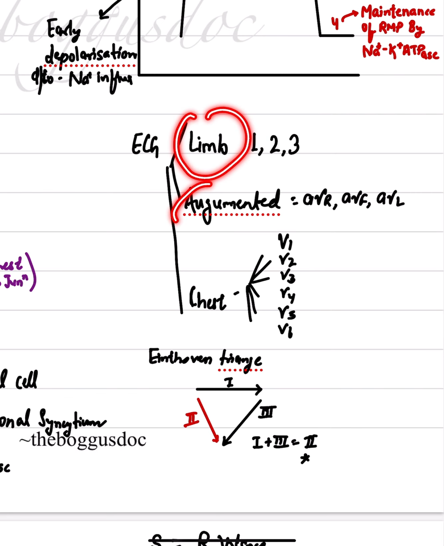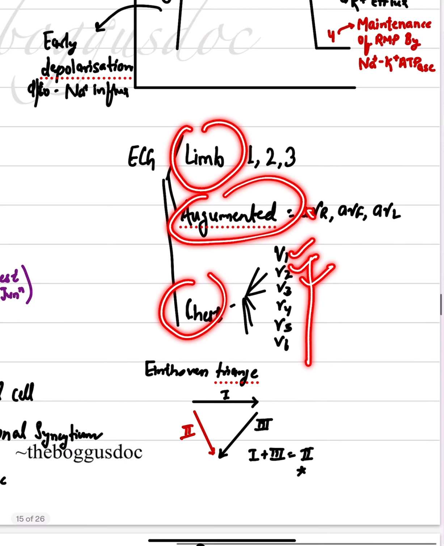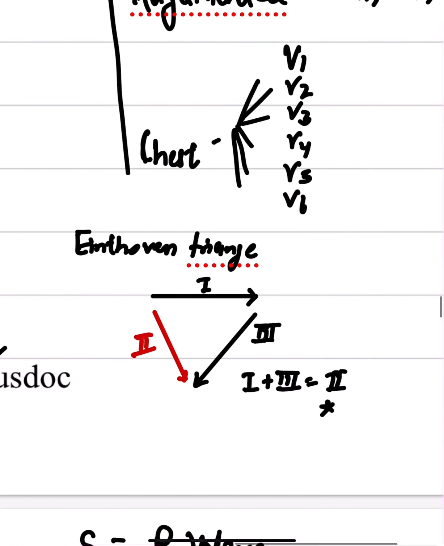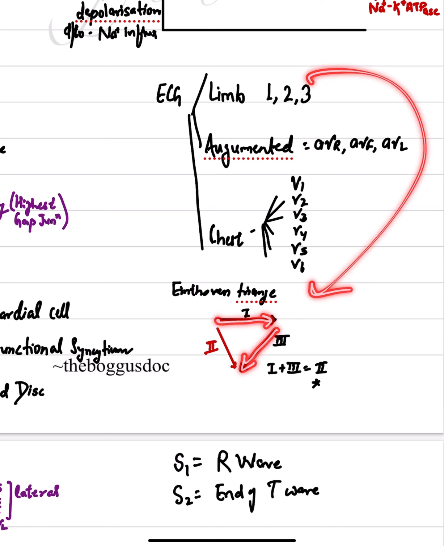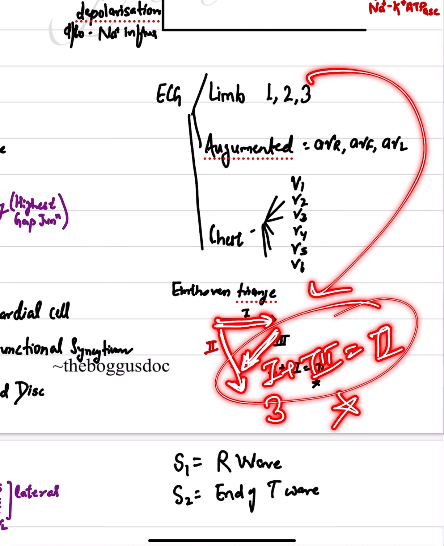In the ECG, we have three types of leads: limb leads, augmented leads, and chest leads. V1, V2, V3 are the chest leads. Augmented leads are three: AVR, AVF, AVL, and there are 3 limb leads. Einthoven made the triangle by which leads? Limb leads. Okay, lead 1, 2, 3. You know the vectors, and this vector is opposite. So lead 1 plus lead 3 is equal to lead 2.